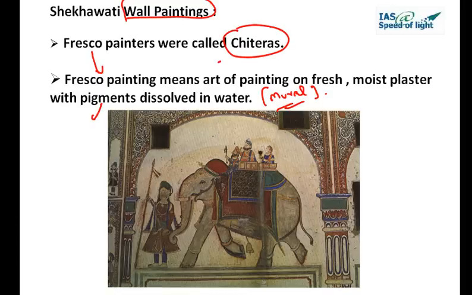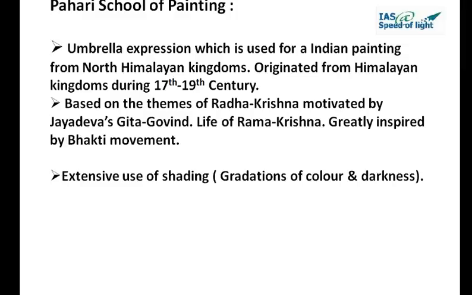So Shekhawati wall paintings. This was about the Rajasthani school of painting, which was definitely under the Rajput style of painting. Now the second type of painting in the Rajput painting is the Pahari school of painting. Pahari school of painting is the umbrella expression used for Indian painting from the North Himalayan kingdoms. Originated in the Himalayan kingdoms during the 17th to 19th century, based on the themes of Radha Krishna, motivated by Jayadeva's Gita Govind.